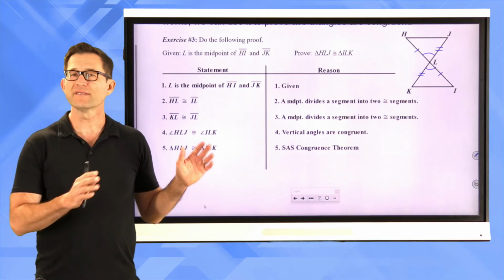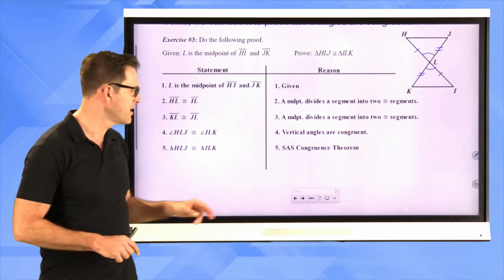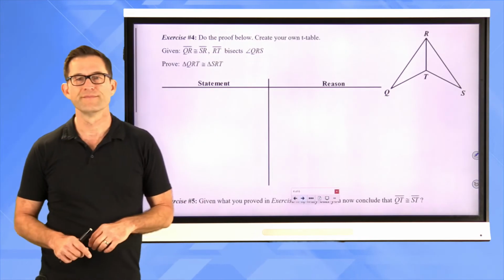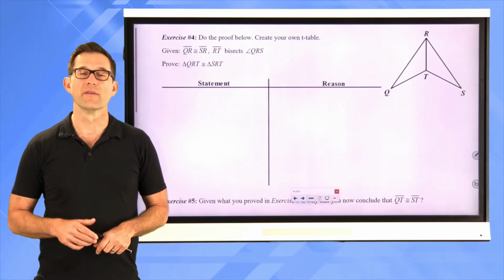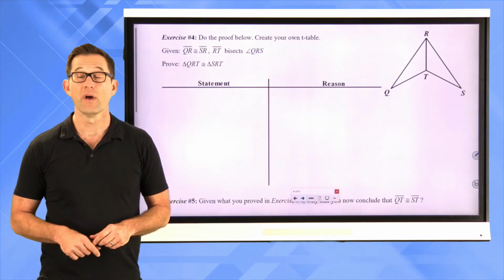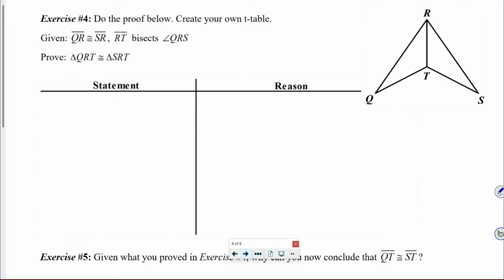All right, awesome. Nice, simple proof for us to begin. Let's see where we go from here. Another proof. Not surprising, we're doing a lot of proof in Unit 3. The bulk of our work, in fact, is going to be proof. Let's take a look at another one. Exercise number 4. Do the proof below, create your own t-table. Of course, I've got a t-table written there. But let's take a look at our givens.